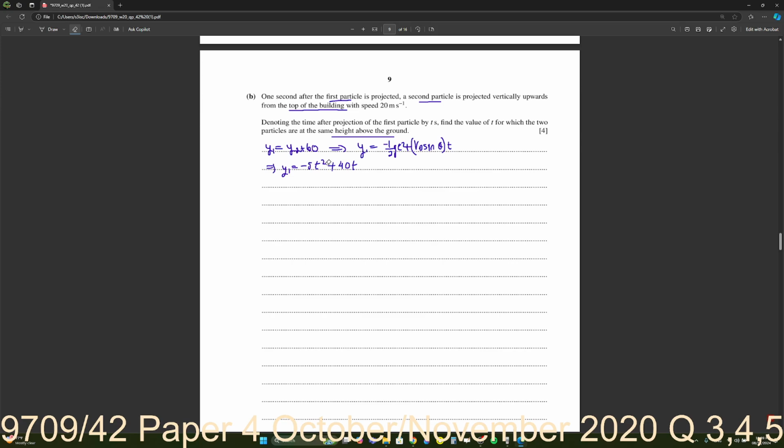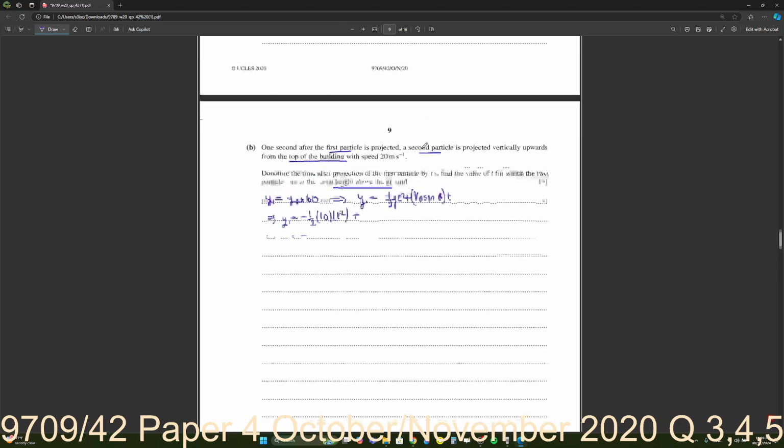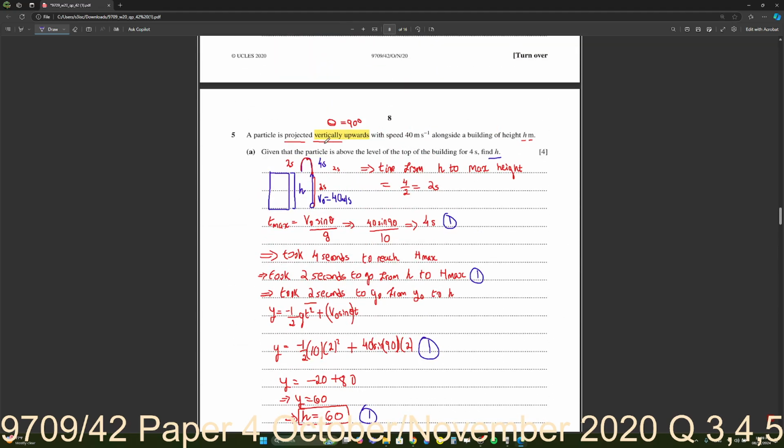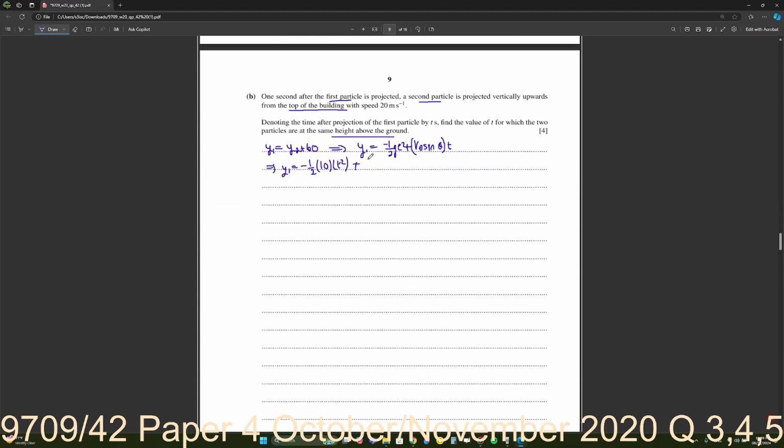I'm actually going to solve it for you. Minus half times g, which is 10, t, which we're trying to find, plus v naught sine theta. Remember, particle 1 was projected at 40 meters per second vertically upwards, so 40 sine 90 t. Therefore, it's equal to minus 5t squared plus 40t. This is y1. How about y2?